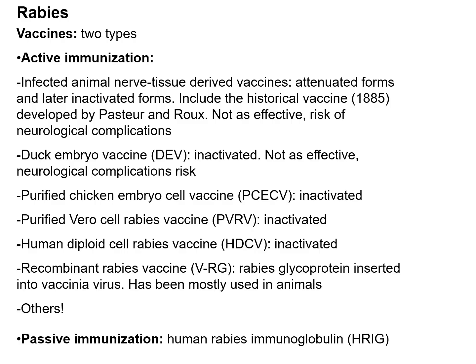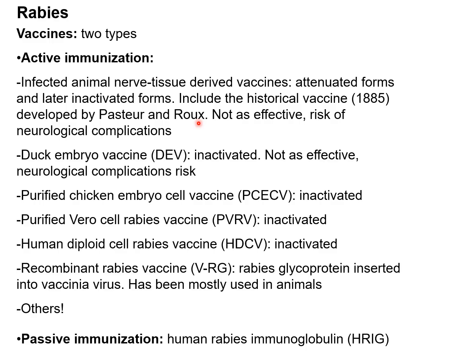As for vaccines, there are two types, like I mentioned on the earlier slide. There is passive immunization, where you use immunoglobulins against the rabies virus, and there's active immunization, and there's a lot of active vaccines against this virus. Of course, you don't have to worry about all of these, but I just wanted to include some of the historically relevant vaccines. One of the earlier vaccines was the one developed by Pasteur and Roux.